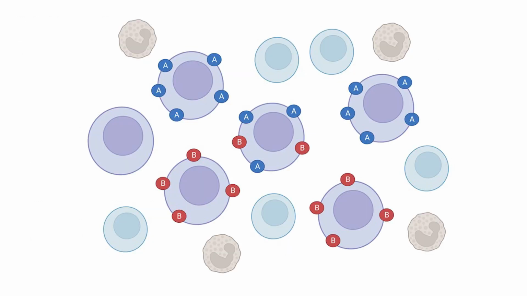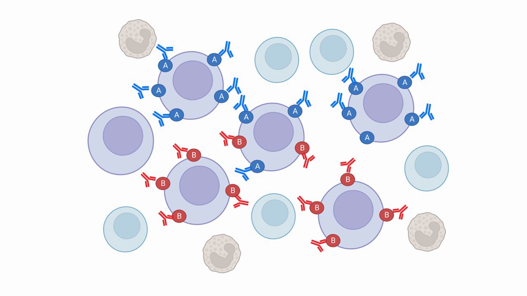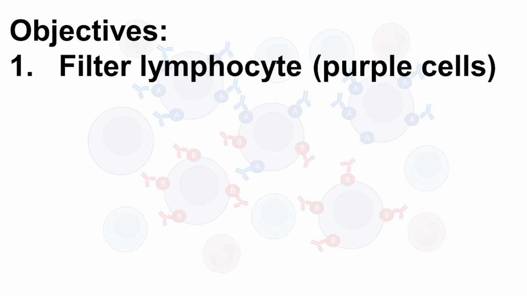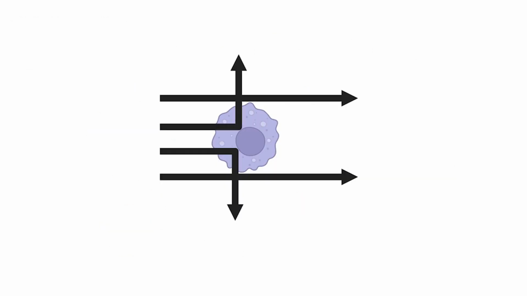Before we run our samples into the flow cytometer, it is common to use fluorescent antibodies to label specific proteins of interest. Let's use blue fluorescent antibody for protein A and red fluorescent antibody for protein B. And now our samples are ready to run through the flow cytometer. Our first goal is to identify our lymphocytes. So a common method is to use a forward scatter and side scatter to identify our cell population of interest.